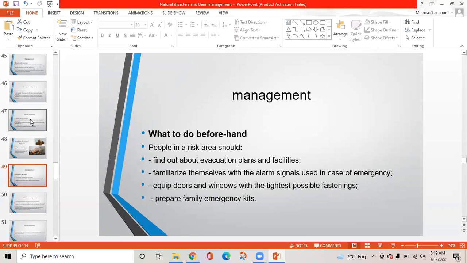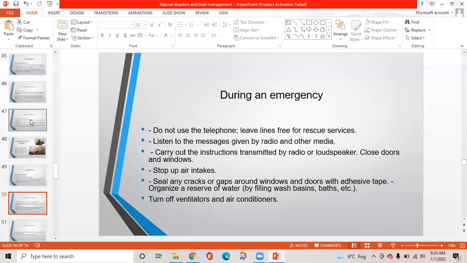People in the risk areas should find out about the evacuation plans and facilities. Familiarize themselves with the alarm signals used in case of emergency. Equip doors and windows with the tightest possible fastenings. Prepare family emergency kits. During an emergency, do not use the telephone, leave lines free for rescue services. Listen to the messages that are given by radio and other media. Carry out the instructions transmitted by the radio or loudspeaker.